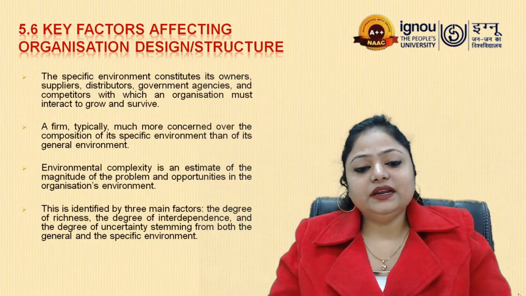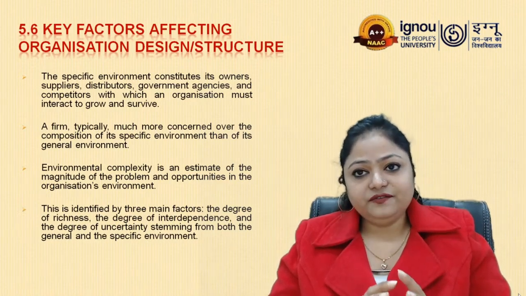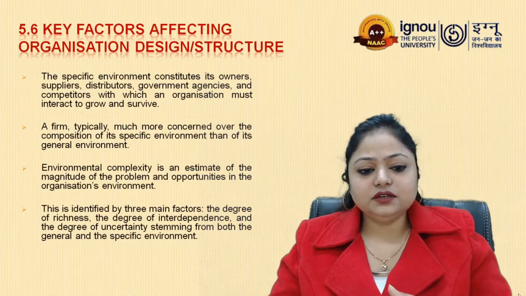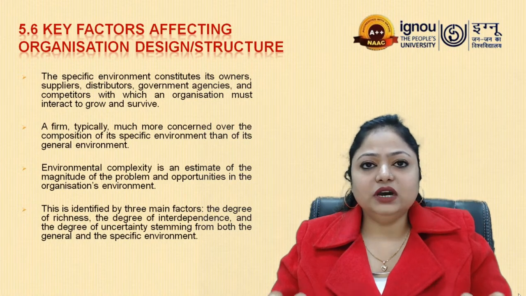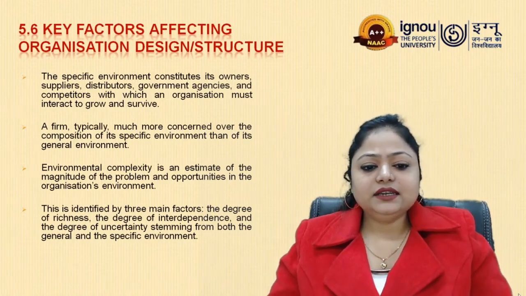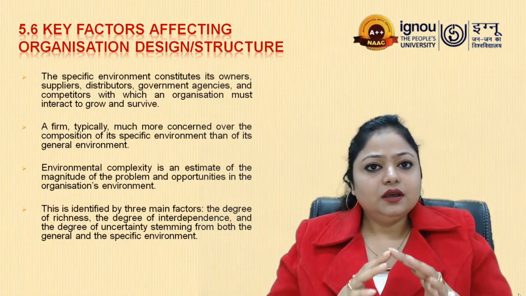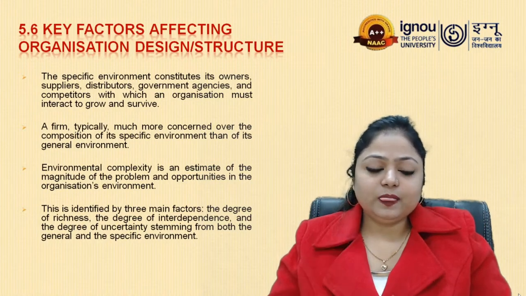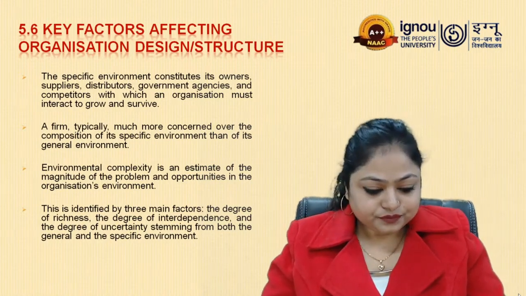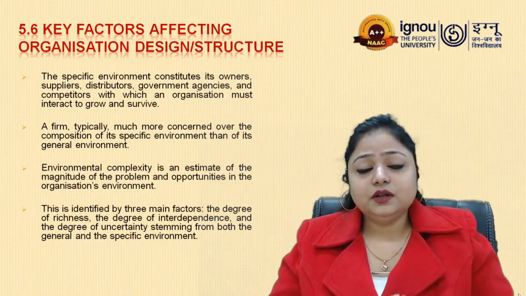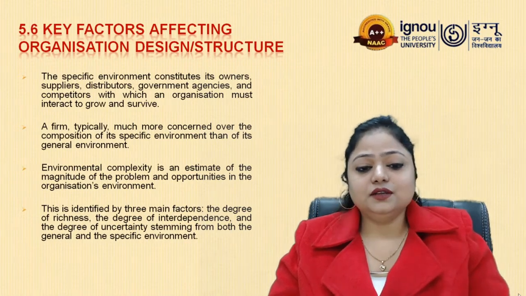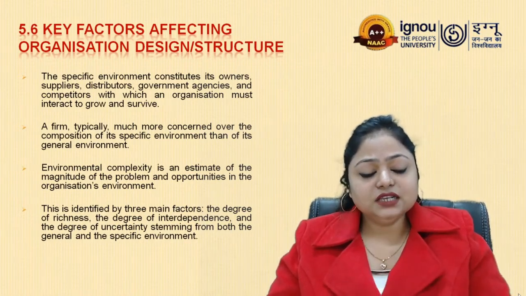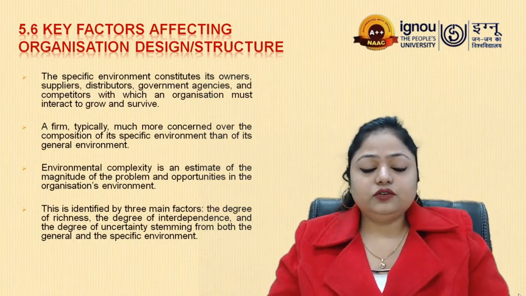Then, the degree of interdependence: how dependent one factor is upon another, and one agent of the organization is upon another. And the degree of uncertainty: how volatile it is. If we take the example of Japan, there are a number of natural calamities, and earthquakes are very pertinent in that particular geographical area. So they need to take such precautions while designing their overall organization.